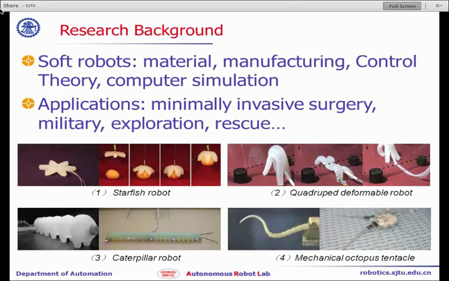The soft robot is a combination of material manufacturing, control, and computer simulation, and in the Shanghai lecture series, we have a lot of serious lectures about the soft robot. It can be applied to many things, such as minimally invasive surgery, military exploration, rescue, and many other tasks. Here are a few soft robots already designed in the world, especially the octopus robot. There is a huge project in Europe about the octopus.